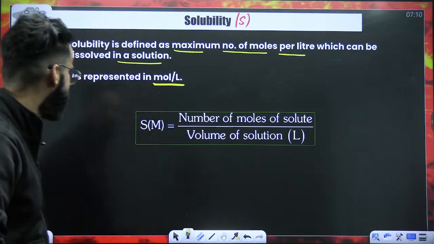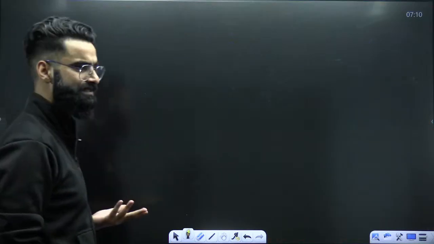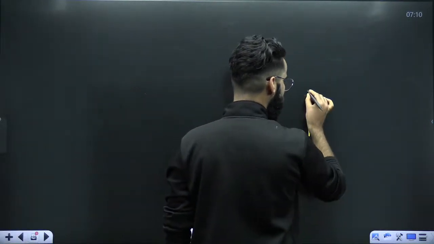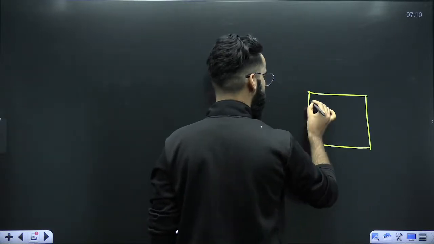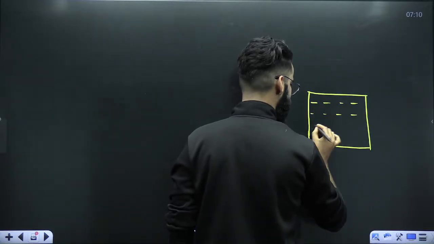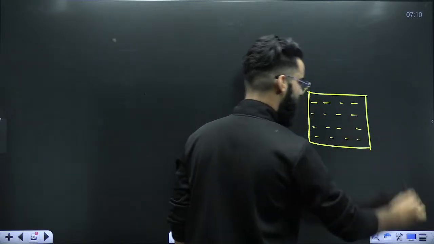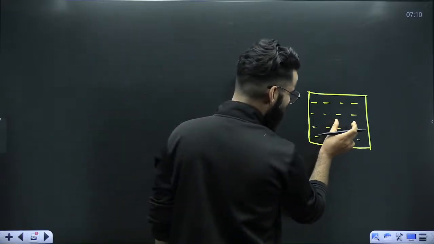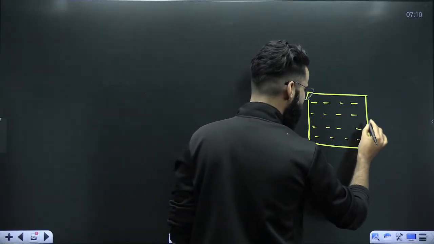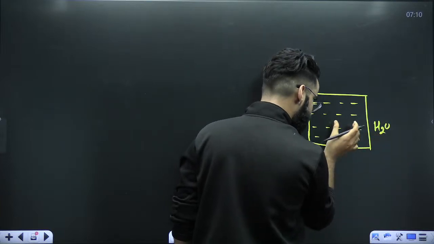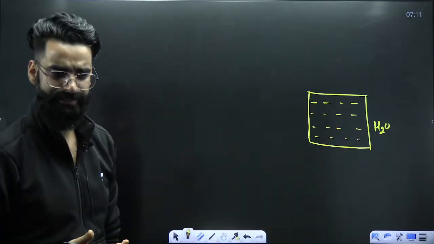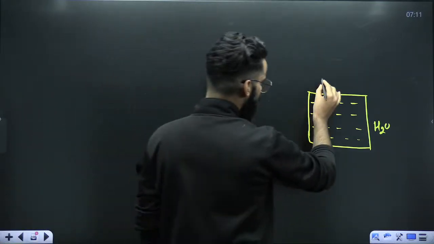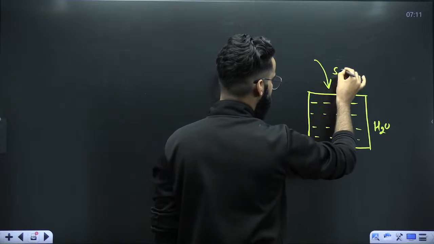Now, what does that mean? Let's try to understand what this solubility is. My dear students, for example, just to make you understand, you have got water in this container. Do you know between the water molecules, there are basically some vacant spaces present? Absolutely. Between the water molecules, there will be some vacant spaces present. Now, for example, you are adding some salt in it.